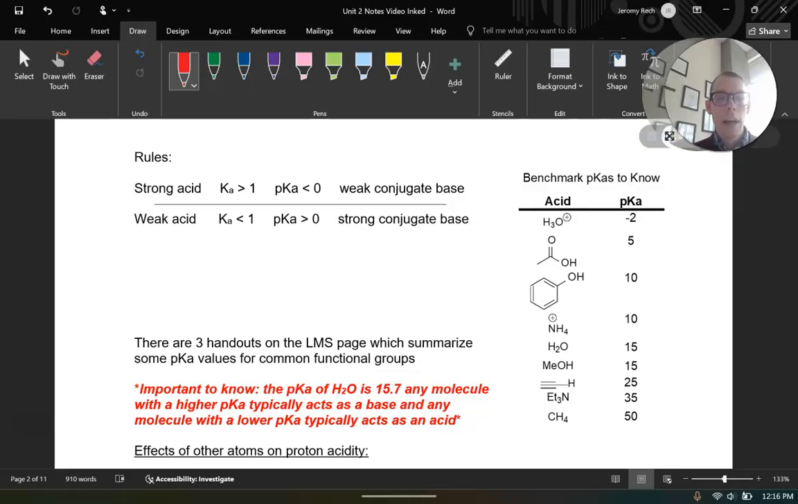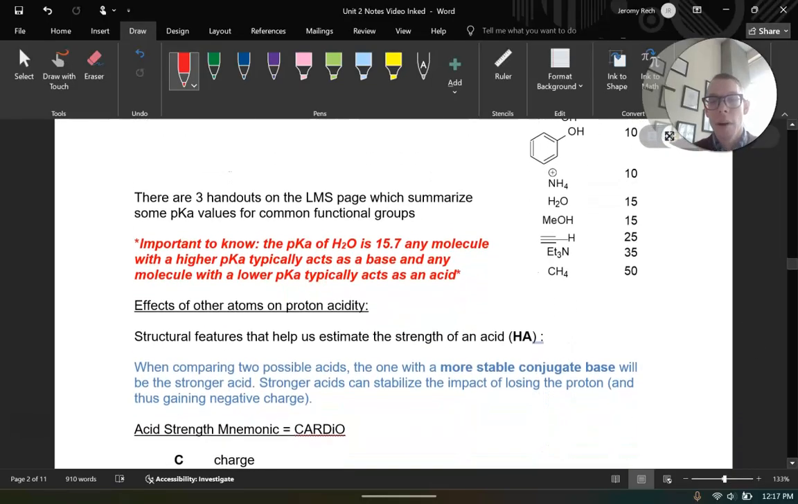Generally speaking, the pKa of water is 15.7, right around 16. I'll often say 16 just to make it a little easier. So if you have molecules that have higher or lower pKa's than water, it can help you see whether water is going to be a base or an acid in that case. So 15.7 is a good threshold for consideration just because of how present water is.